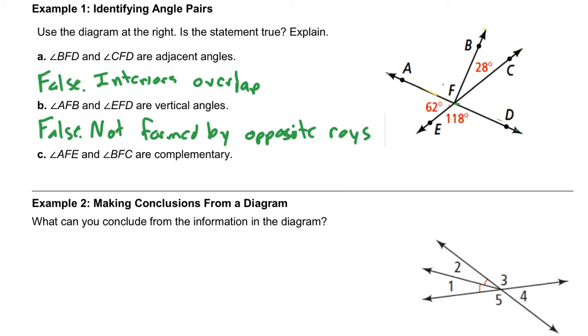And then finally part C, AFE, BFC. AFE, and I'll do BFC. And there's an easy way to prove if those are complementary or not. Think about 62 plus 28. That would be true. Because, in my explanation, I can just show the math here. 62 plus 28 equals 90. So those are complementary, because that's the definition of complementary.